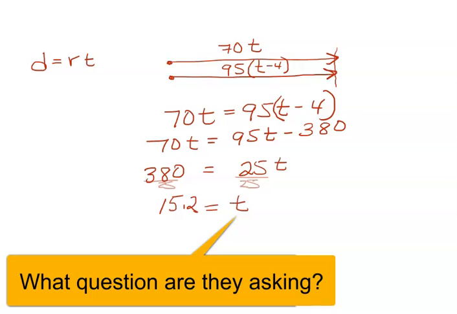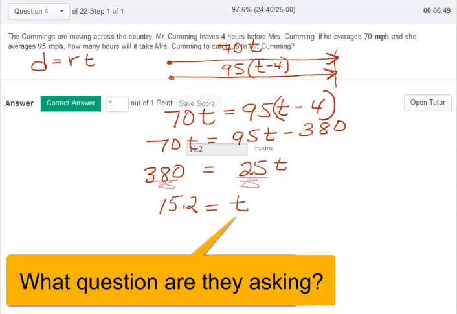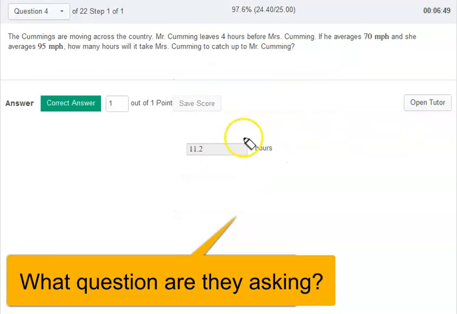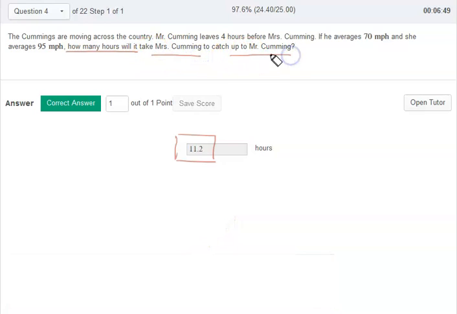Now, some of you may say, let's put that as the answer. And then let's check this out to see what's going to happen as I go back to the regular board. So we got 15.2. And let's just get rid of this for a moment. And you say, oh, the answer is 11.2. And that would be an error if you put in there 15.2, because they're saying, how many hours will it take the wife to catch up?